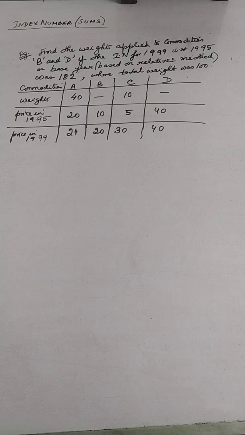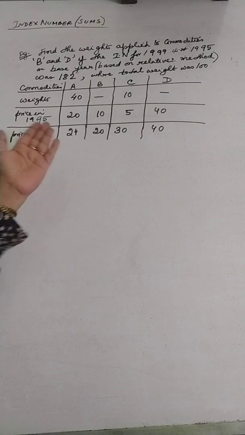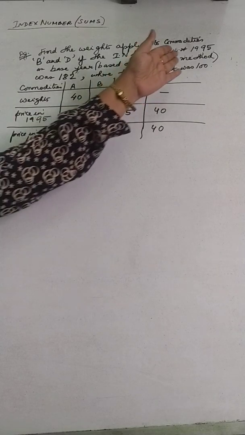Okay, so they are asking you to find the weights that was applied to the commodities B and D, subject to the condition that the index number in 99 with respect to 1995 was 182. Okay, and such that the total weight was 100. So first of all, it's given in a horizontal way. You can do it this way also.